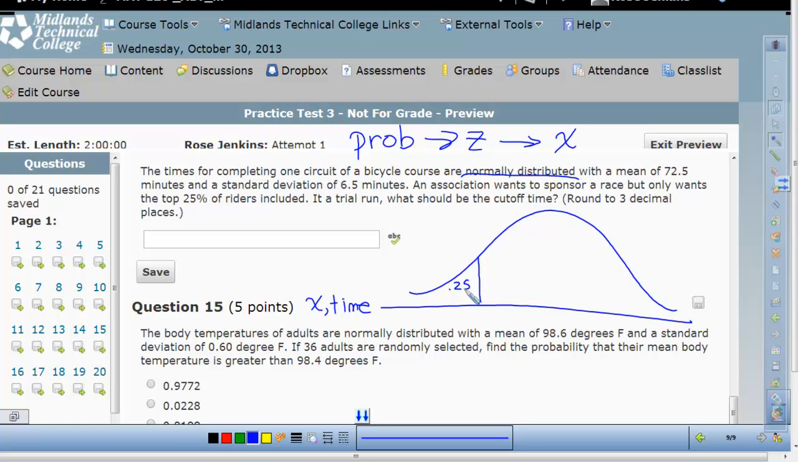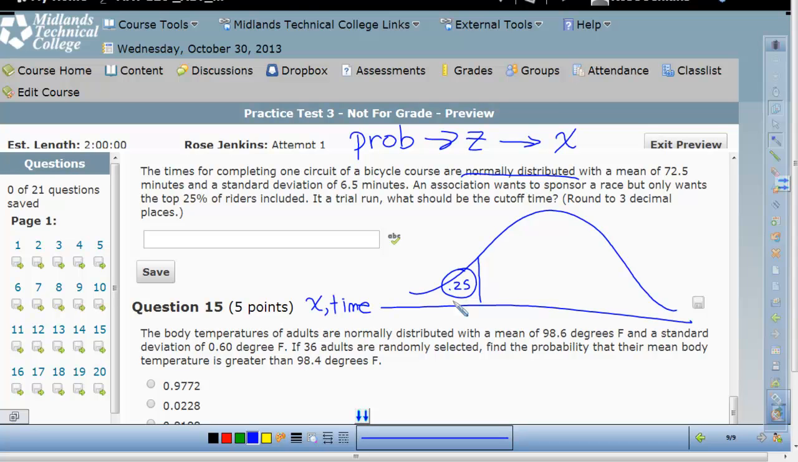Why is that? If we're talking about the top 25% of riders, think about the race. If you're in a race, are the top scores the longest scores? They're the shortest ones. The shortest times are going to be over here, right? The top 25% of riders are going to have the lowest times. That's why we put that 25% over there.